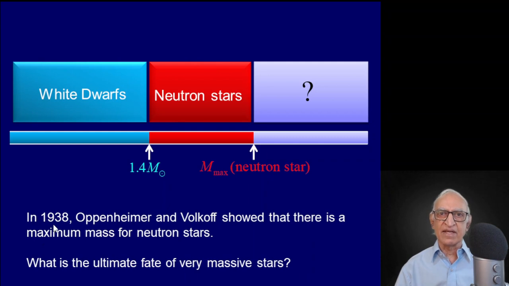In 1938, Oppenheimer and his student Volkov showed that there is a maximum mass for neutron stars. They estimated that the maximum mass of the neutron star is of the order of 0.7 solar mass, but there was some considerable uncertainty about it because they had not taken into account nuclear repulsion at very high densities.